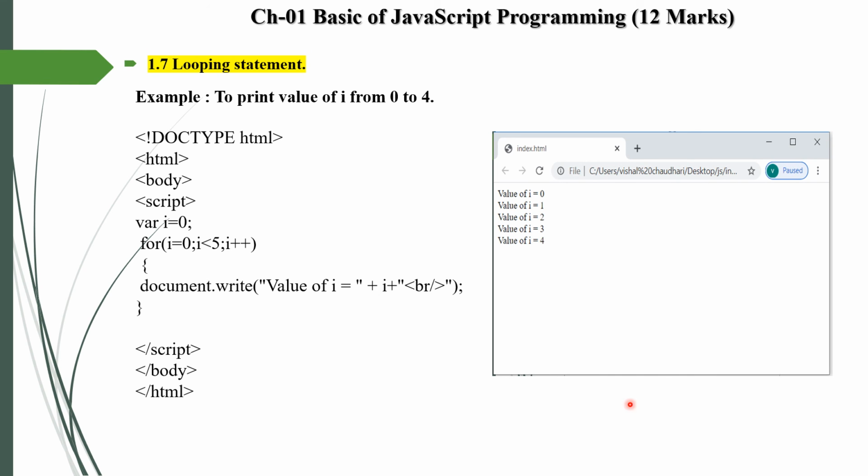So the output of this program is displayed like this inside the browser. First the value of i is 0 because our loop starts from 0. Then it is increased by 1, so the value of i is 1. Similarly, it prints the value up to 4. When i is equal to 5, the condition becomes false and the loop is not executed. So this is a simple example. The statement document.write is executed 5 times from 0 to 4. Every time the value of i is different. So this is about for loop.